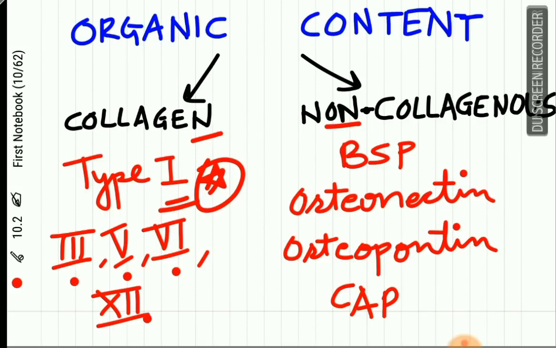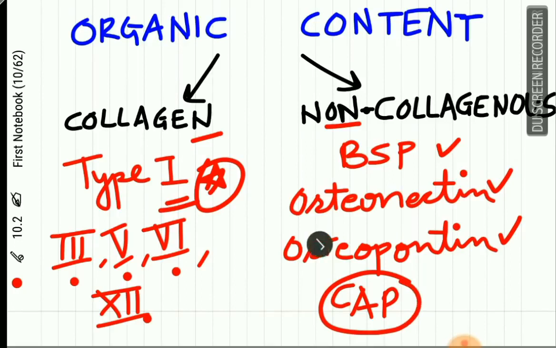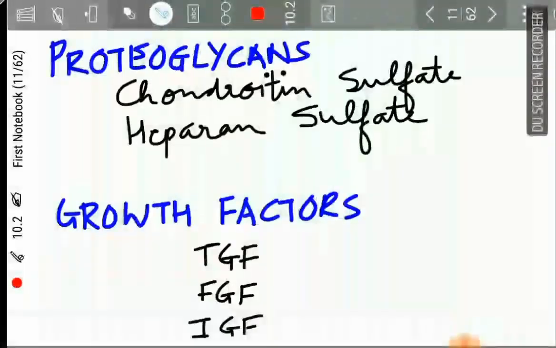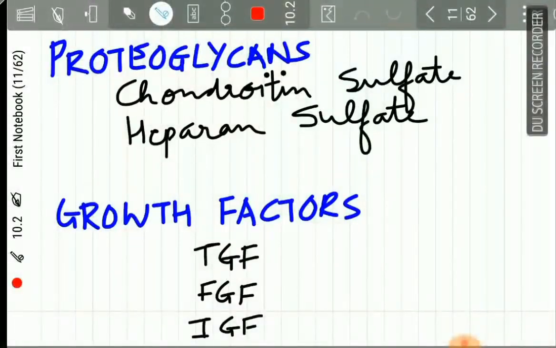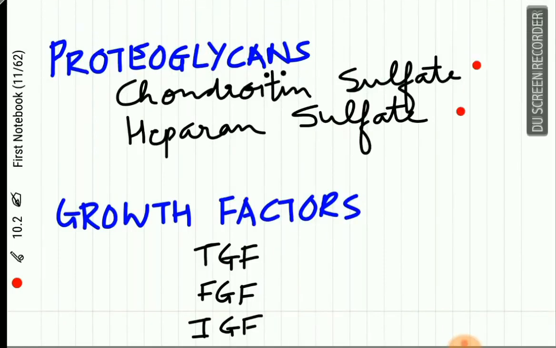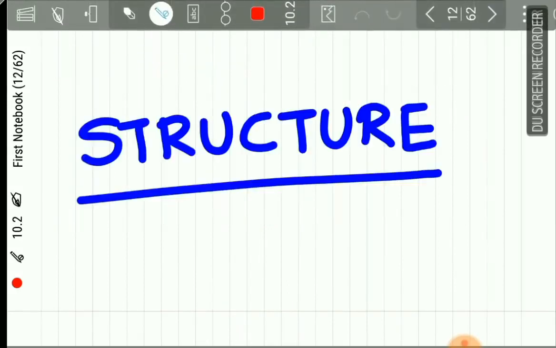Now the non-collagenous proteins are BSP, osteonectin, osteopontin and cementum derived attachment protein, which is unique only and only to the cementum. Now, what is the role of these non-collagenous proteins? They mainly help in matrix deposition, mineralization and further matrix remodeling. Various proteoglycans are also present in the organic matrix. These proteoglycans are chondroitin sulfate and heparin sulfate, while the growth factors such as TGF, FGF and IGF are also present in the organic matrix.